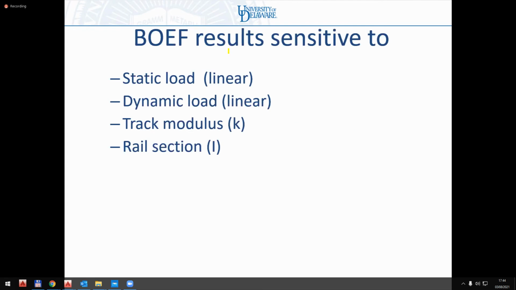So we mentioned the fact that the beam and elastic foundation results are sensitive to the loading, both the static and dynamic. It's sensitive to the track modulus. It's sensitive to the rail section, the moment of inertia. E is an input, but E is not a variable. E is pretty much a constant. So these are the three variables that go into the equation.